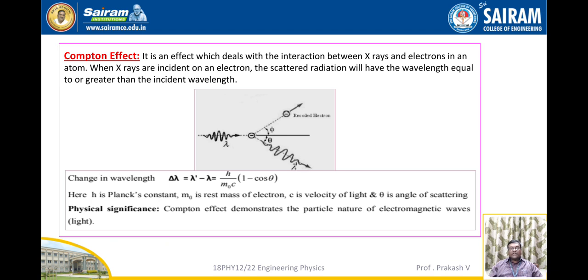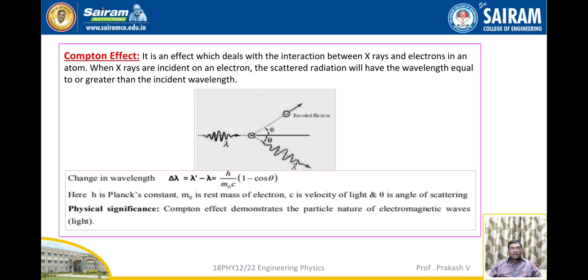Let lambda dash be the wavelength of the scattered beam. So the change in wavelength, that is delta lambda, is equal to lambda dash minus lambda, which is equal to h by m naught c into 1 minus cos theta. Here m naught is the rest mass of the electron and theta is the angle of scattering.